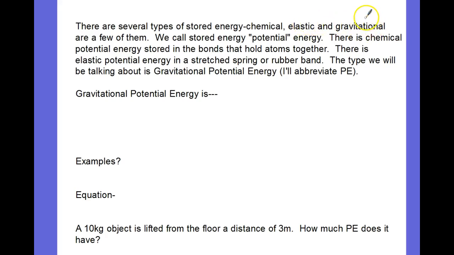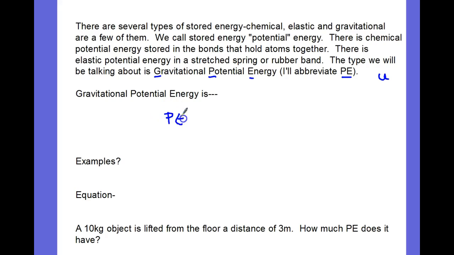And there's gravitational potential energy, which is the one that we're going to be talking about most. I abbreviate it PE. There are courses that abbreviate it as U. And some teachers are really picky and want GPE because there are other kinds of potential energy. But I'm just going to use PE for gravitational potential energy.